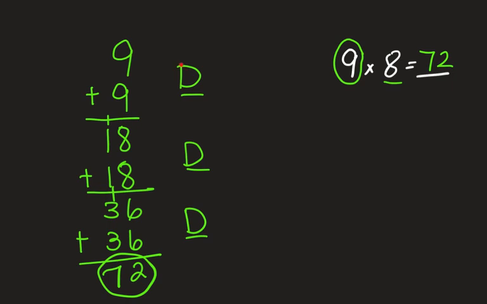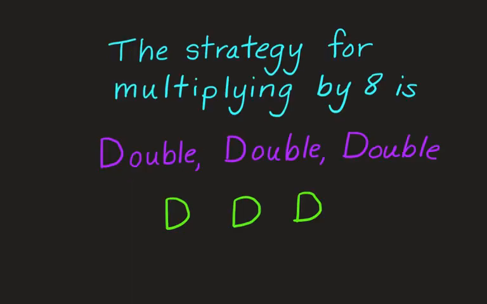Being sure to record over on the side is what will make sure that you get the correct answer. Oftentimes I see students who stop too early and they've only multiplied by 4, and sometimes students go too far and then they've ended up doubling again and multiplying by 16. So, in summary, the strategy for multiplying by 8 is double, double, double.